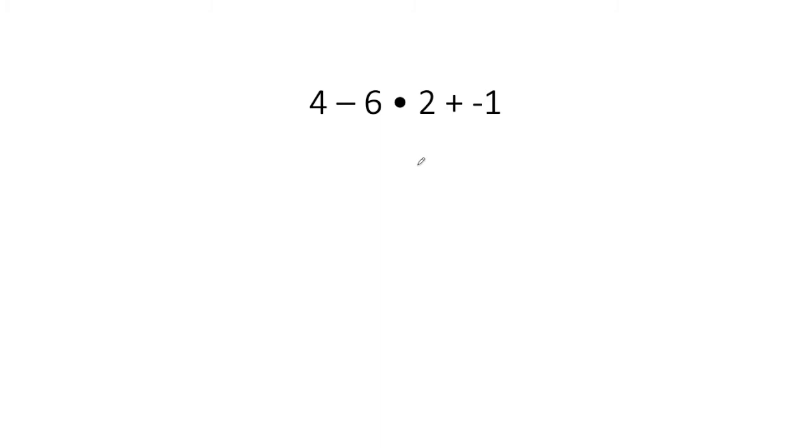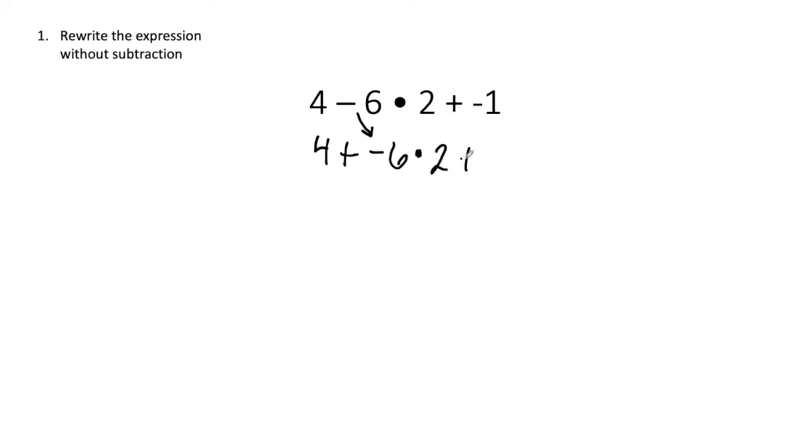The first step is going to be to rewrite it without subtraction. So instead of 4 minus 6, I can write 4. And this minus 6 actually gets pushed over, and I put a plus in front. So instead of 4 minus 6, I have 4 plus a negative 6. And then I keep writing my expression, times 2 plus negative 1.